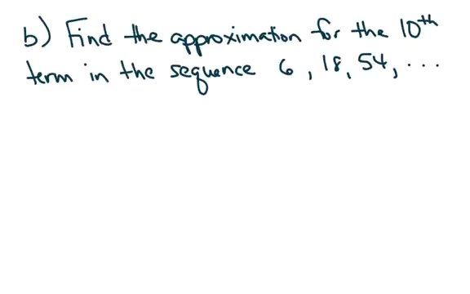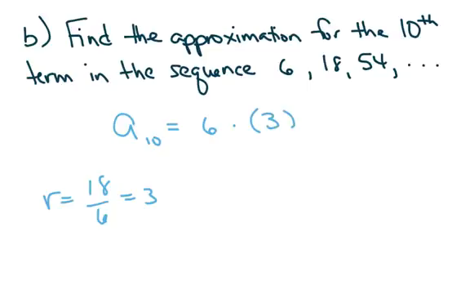Let's try this again. Find the approximation for the 10th term in the sequence 6, 18, 54, and so on. The 10th term is equal to the first term times the common ratio, which is 3, raised to the 10 minus 1 power. So I'm going to type into my calculator 6 times 3 raised to the 9th, and it's going to be 118,098.